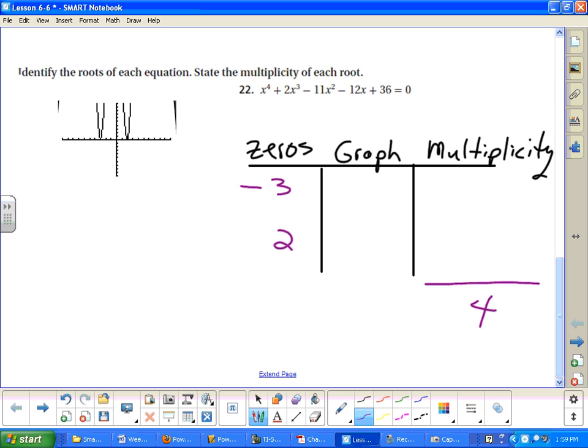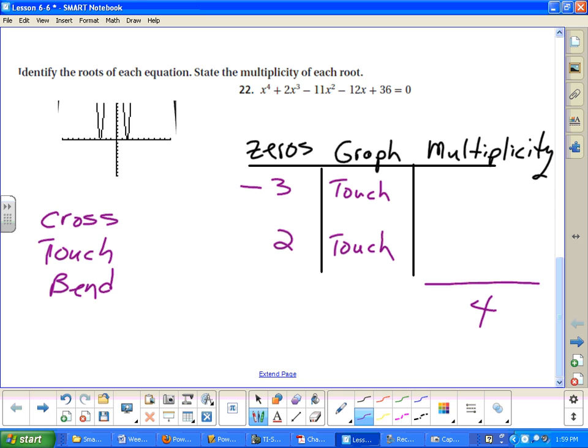Okay? So at those zeros, does the graph cross, touch, or bend? At negative 3, what does it do? It touches. What about at 2? It just touches at both of those spots. And if it touches, that means it has to be even. And since I can only add up to 4, that means that both of them have to be 2. So these both have multiplicity of 2.